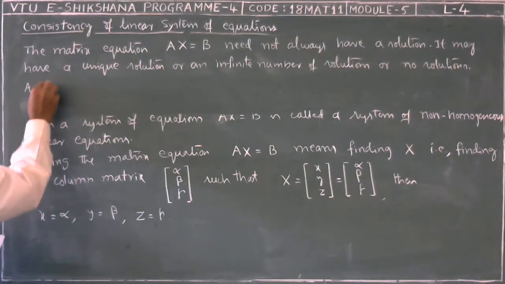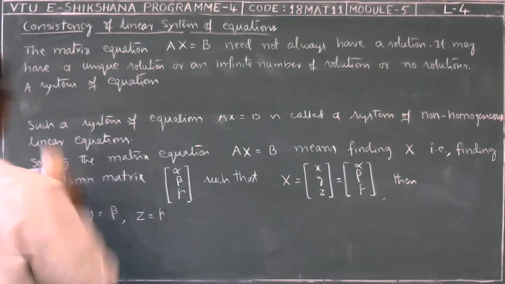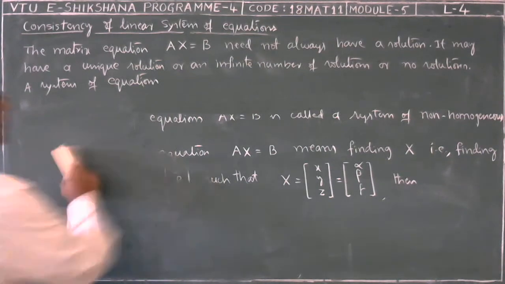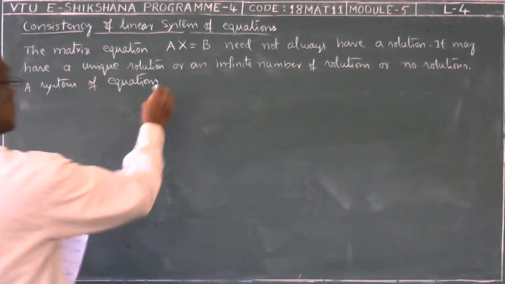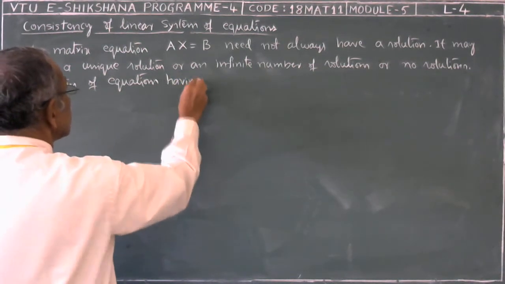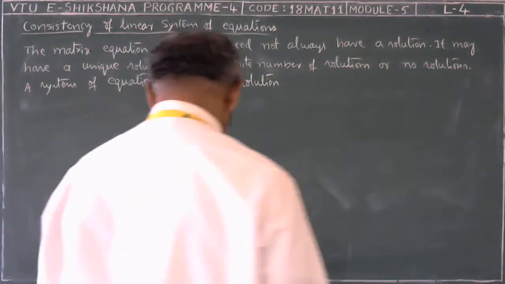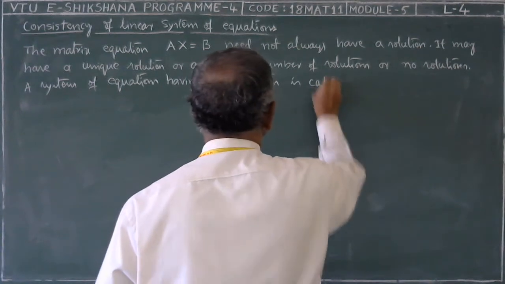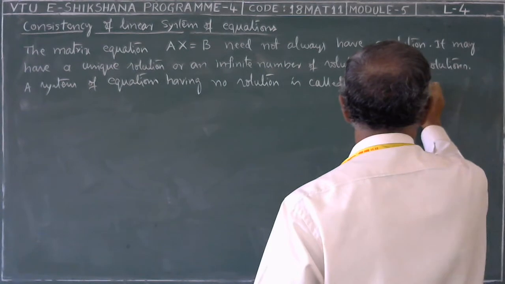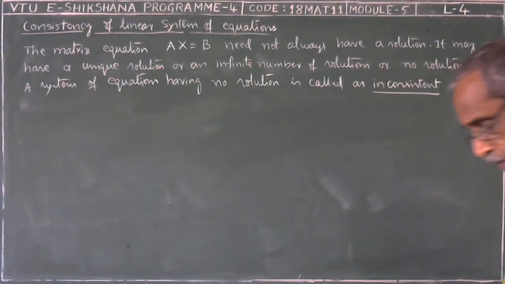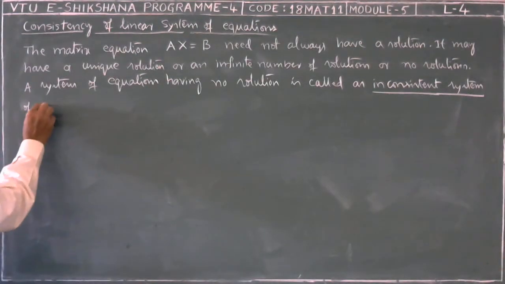A system of equations having no solution is called an inconsistent system of equations.